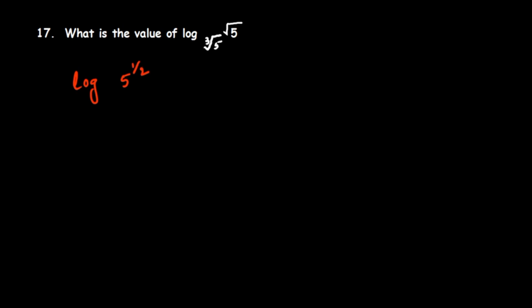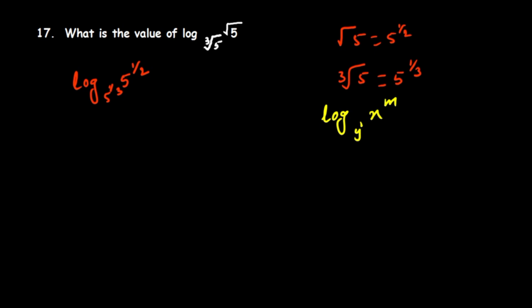So here I am writing root 5, we write 5 to the power of 1 by 2. Cube root 5, we write 5 to the power of 1 by 3. Okay. So we have 5 power 1 by 2 and here it is 5 to the power of 1 by 3. Now the formula we are going to use: log x to the power of m base y to the power of n. How we write this? m by n log x base y. So that we write here it is 1 by 2 by 1 by 3 log 5 base 5.